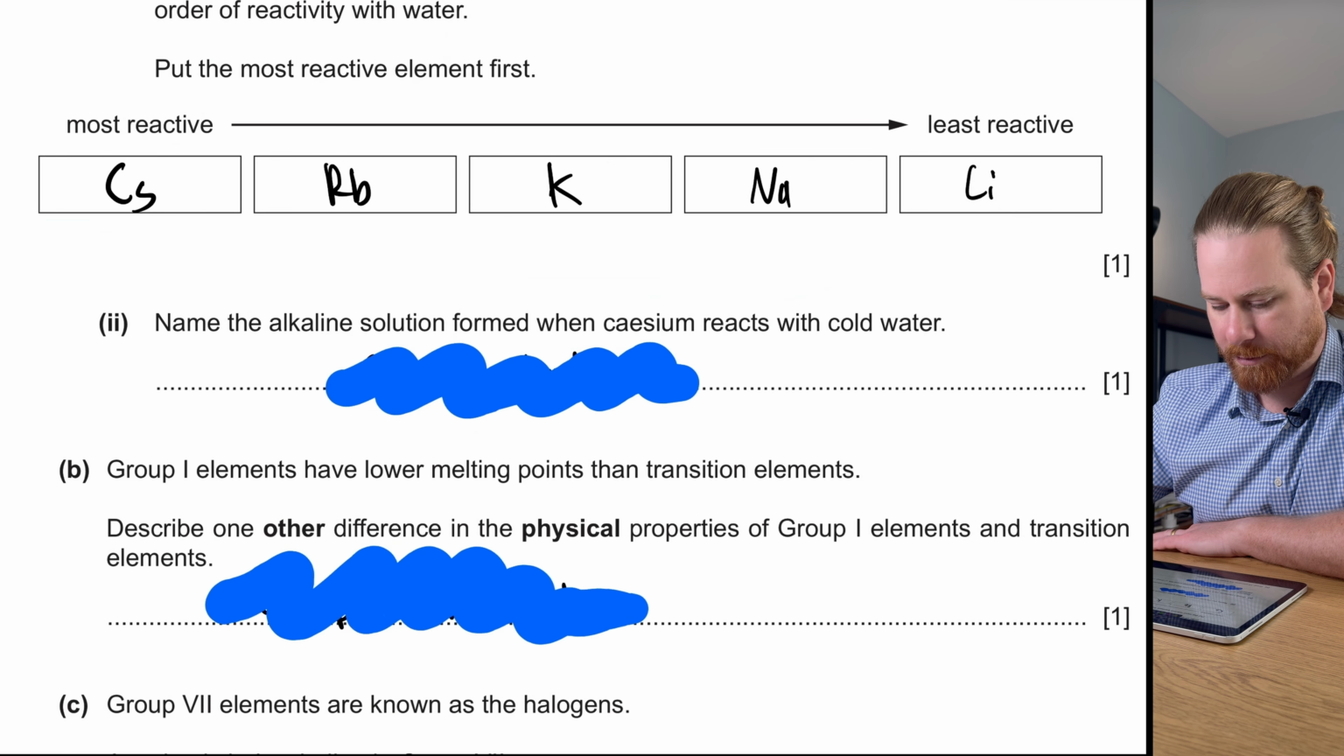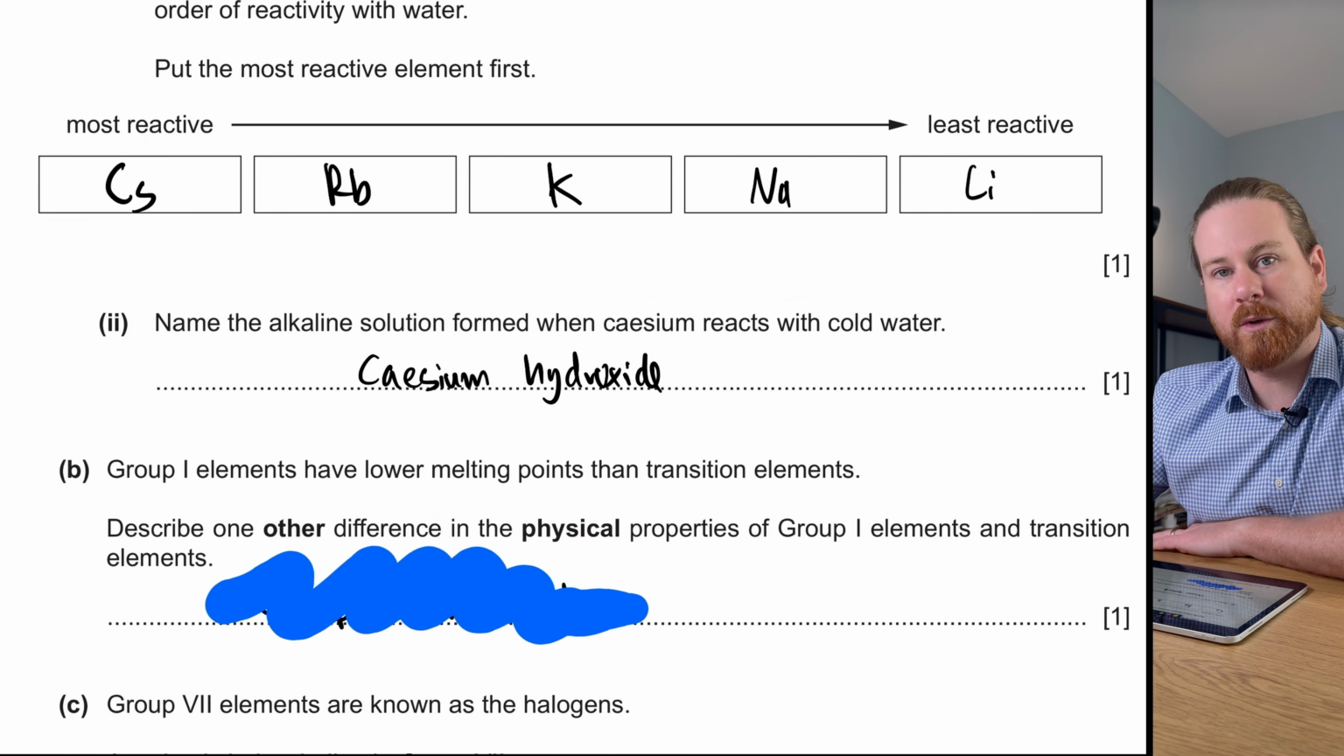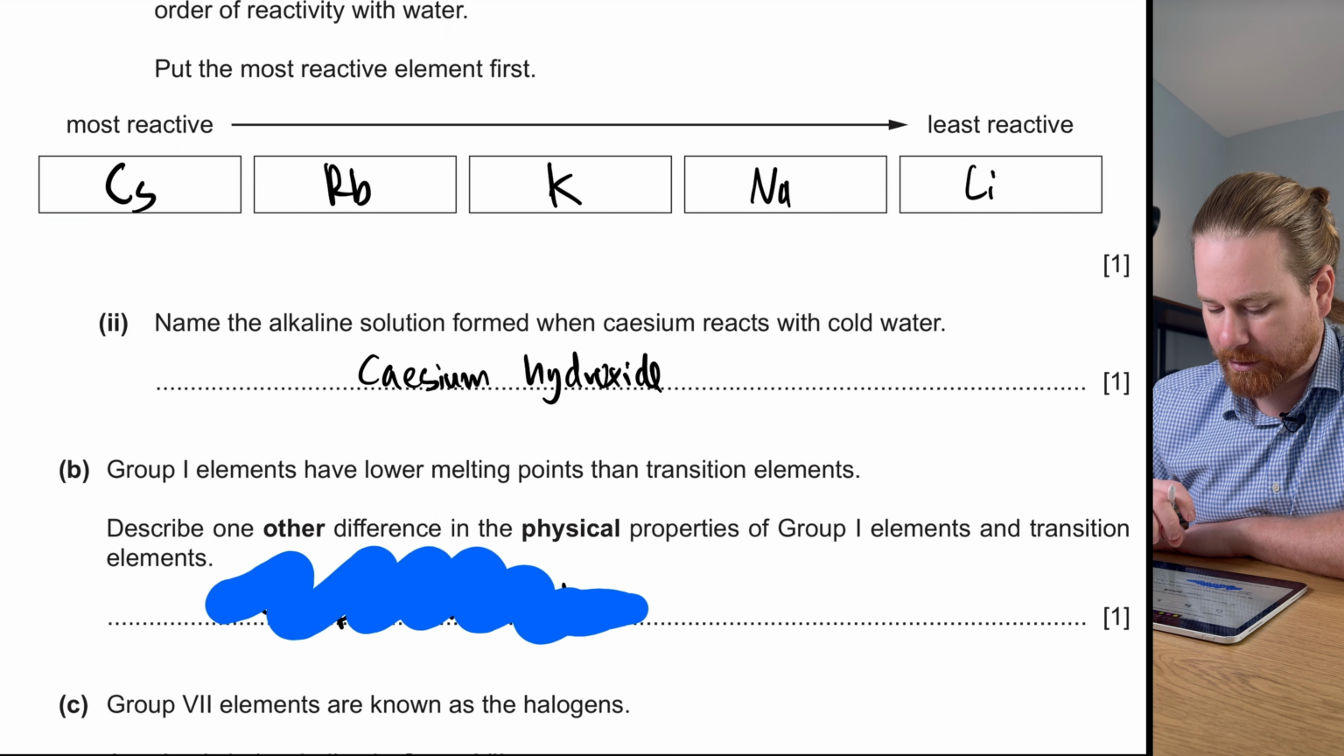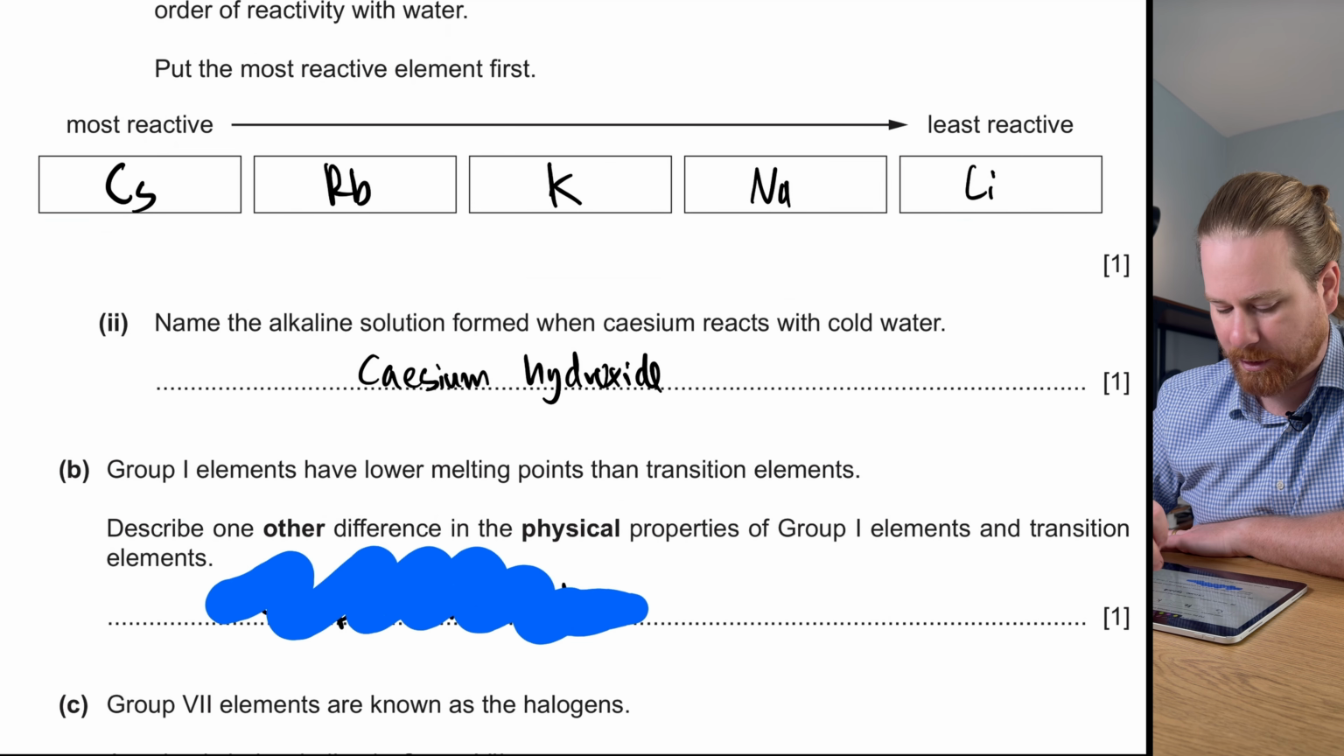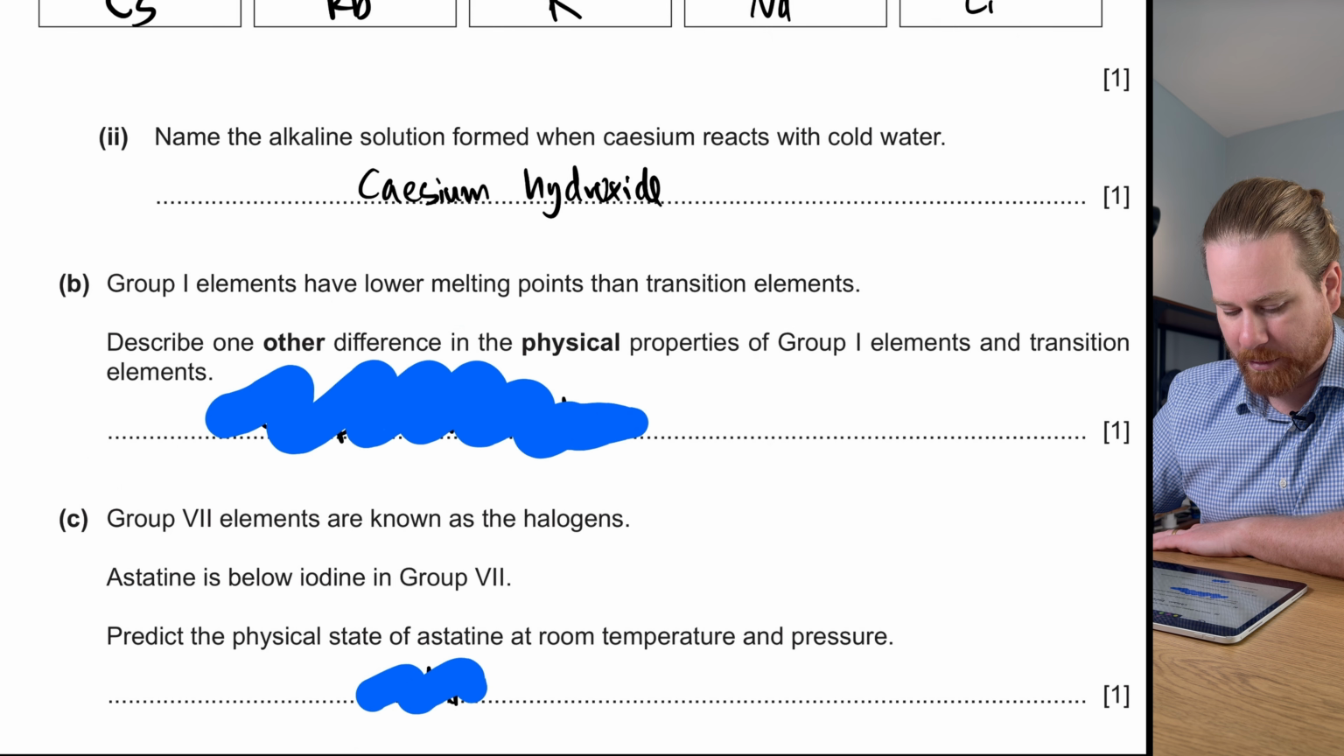Name the alkali solution formed. All of them form a hydroxide solution, so caesium hydroxide. They have low melting points.